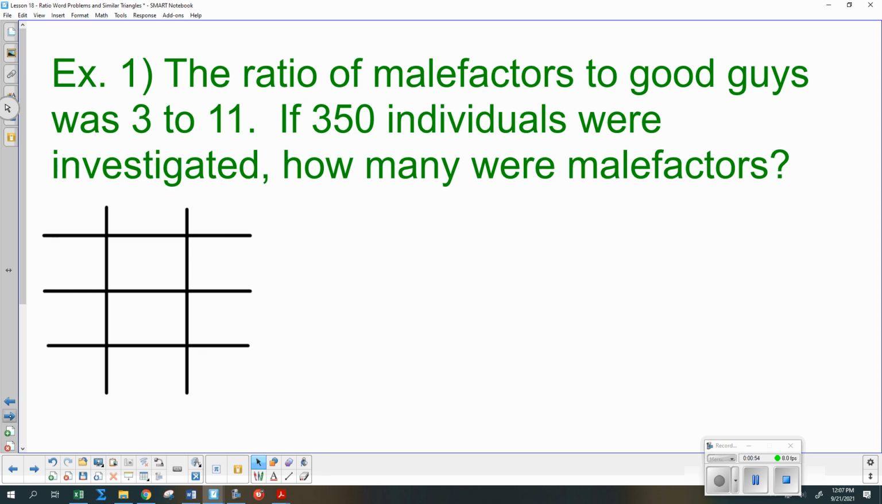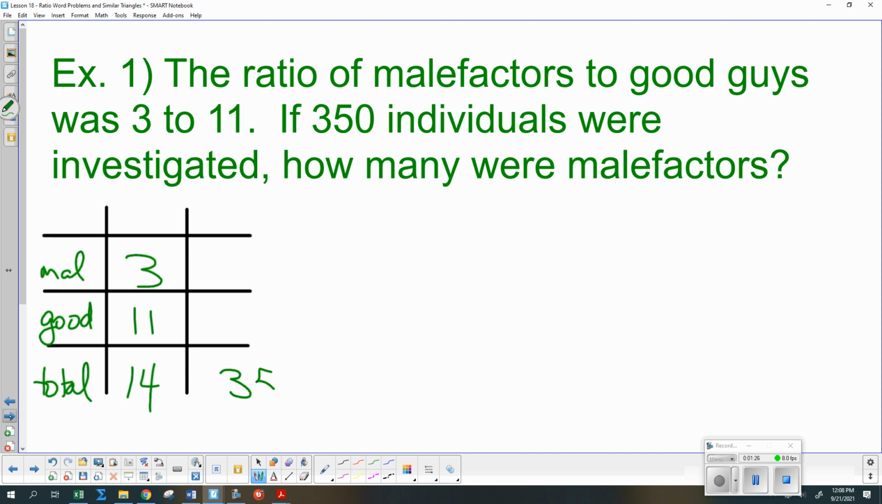So, we're going to start off with the ratio of malefactors to good guys, so just bad guys to good guys. So we've got our malefactors, and we've got our good guys, and we know that ratio is 3 to 11. That means we're talking about a total of 14. And we have another column that has our actual values. 350 individuals were investigated. Was that bad guys, good guys, or total? That's our total, so we put the 350 down here.